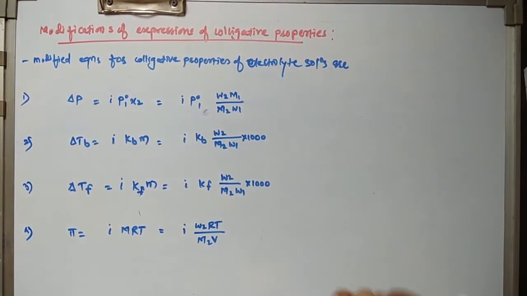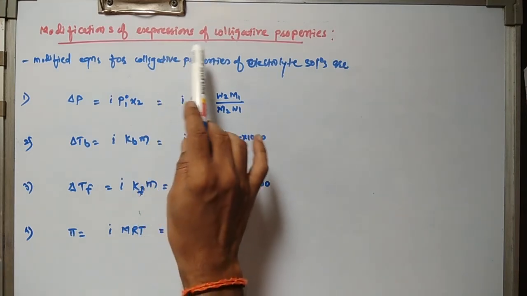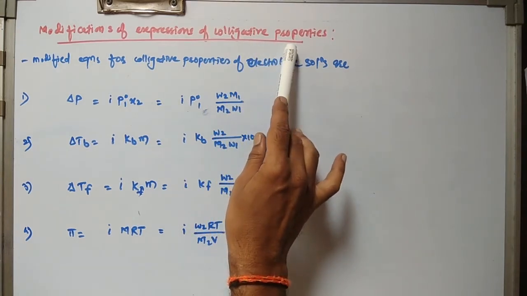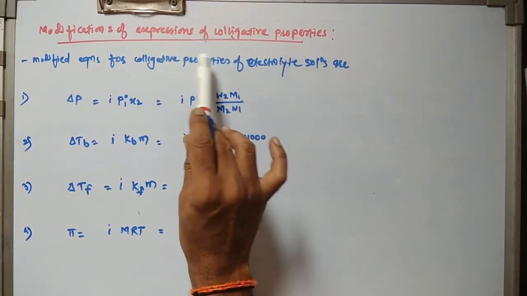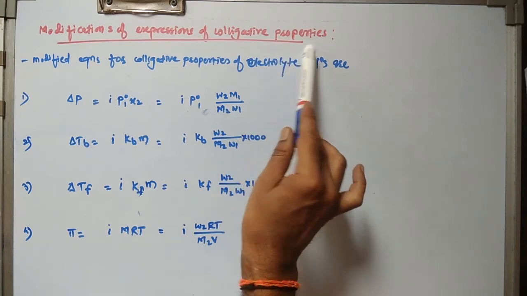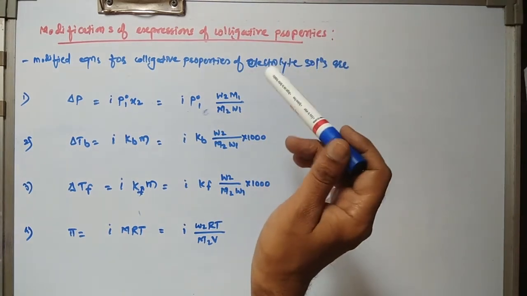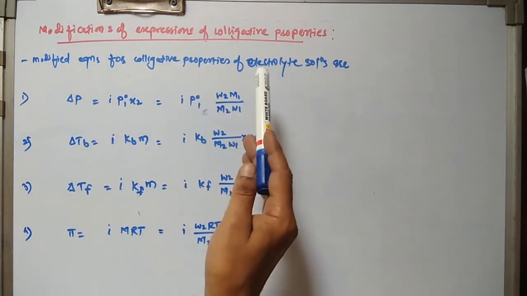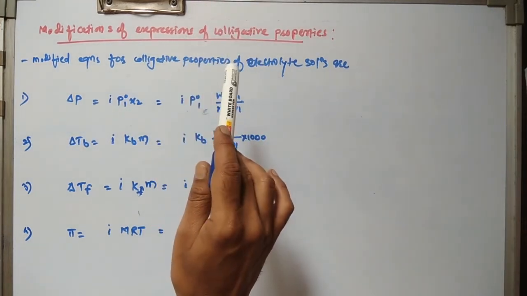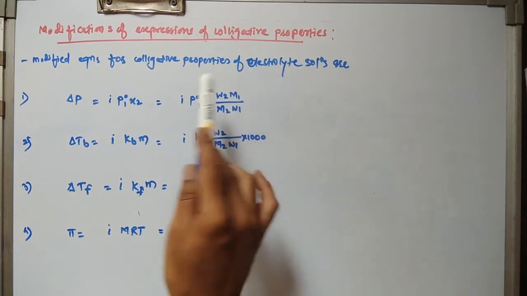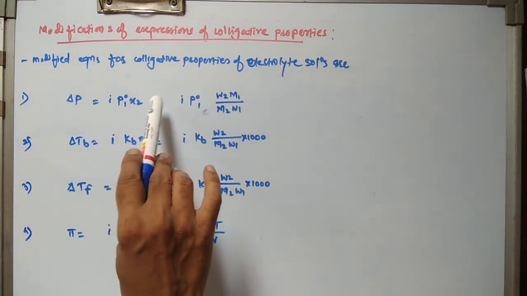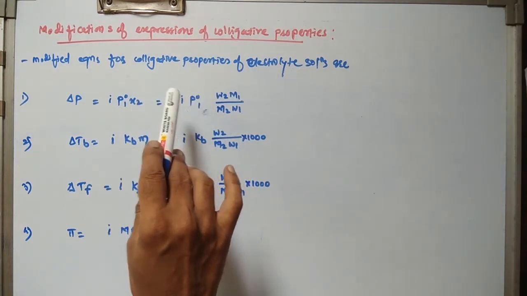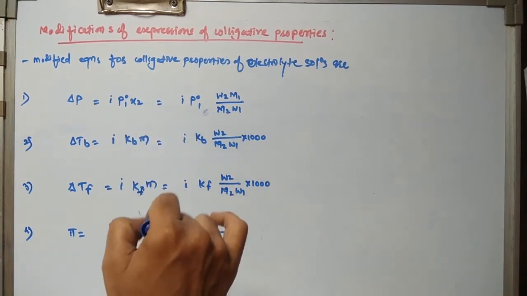Modified equations for the colligative properties of non-electrolytic solutions. So this is the modification of the expressions of colligative properties. See here, the expressions of the colligative properties of the non-electrolyte solutions are modified so as to make them applicable for electrolyte solutions, and the modified equations are as follows.